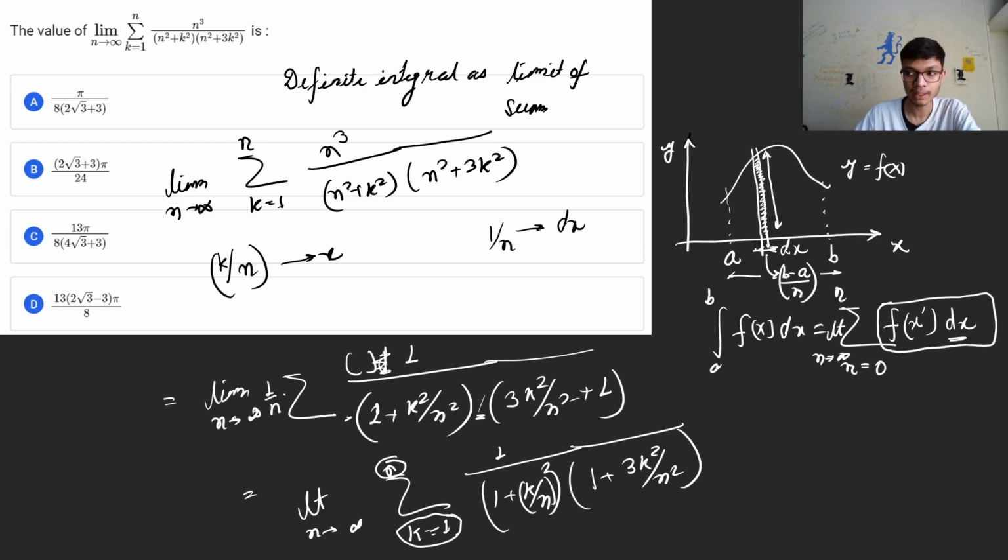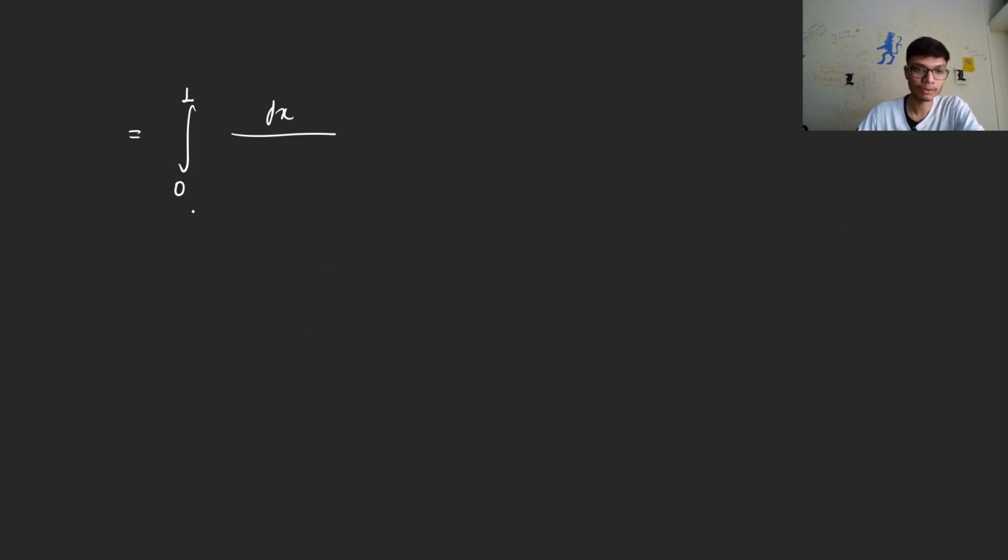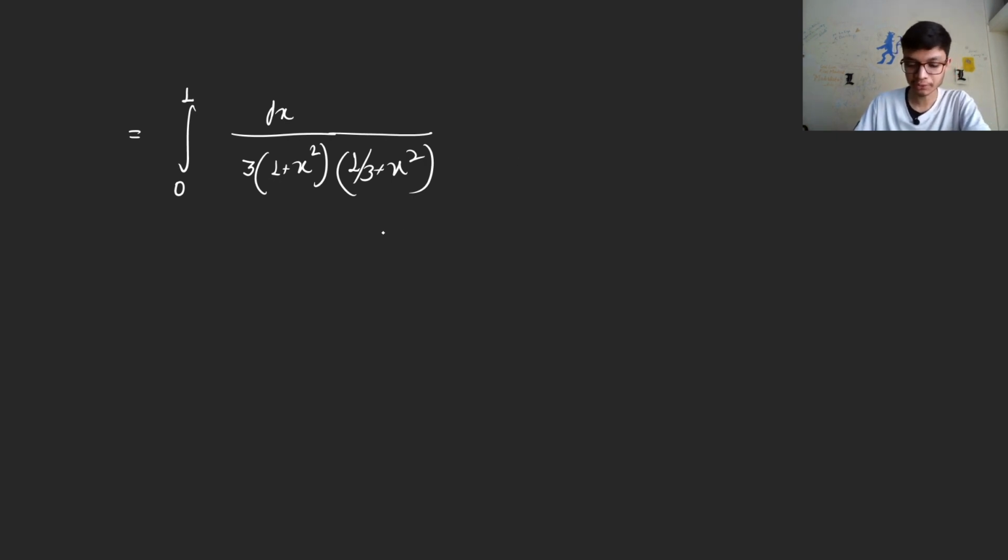So if you divide 1 by n, there is 1 by n, and then take the limit, that is going to be 0. So the lower limit is going to be 0, and the upper limit n by n is going to be 1. So that is 0 to 1, and I can take 3 common, as 1 plus x square, and then I can write this as 1 by 3 into x square. Now this is the integration that you need to perform.